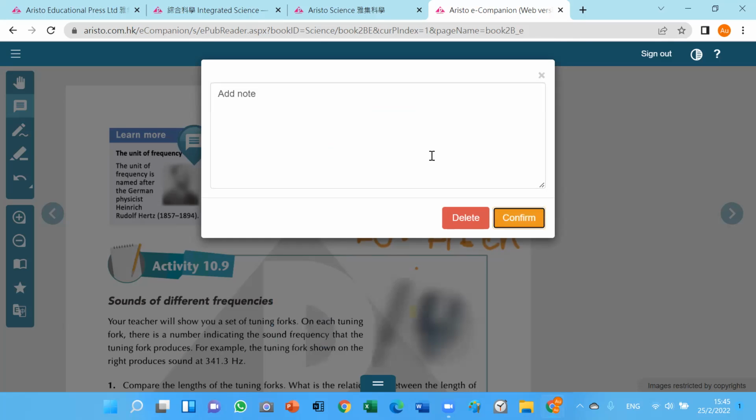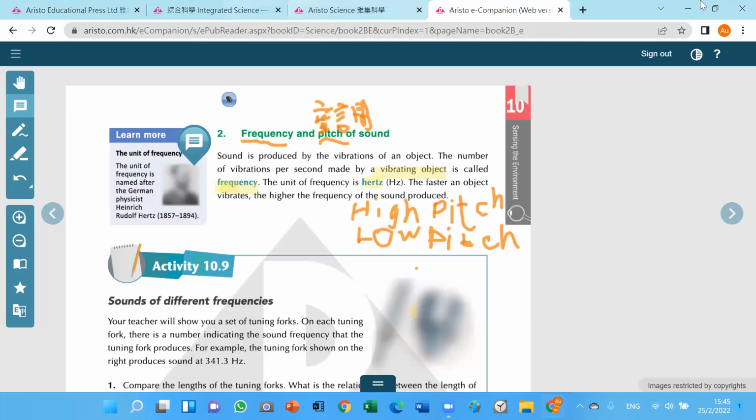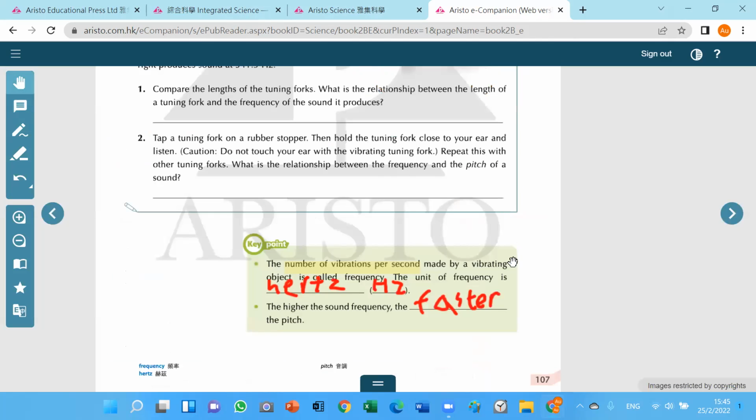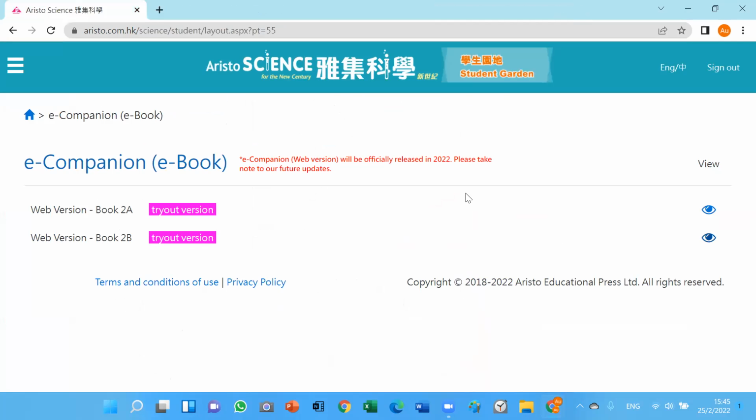So there is a note. And where can I find my note? I don't know. It's a note, right? No. Wow. Interesting.